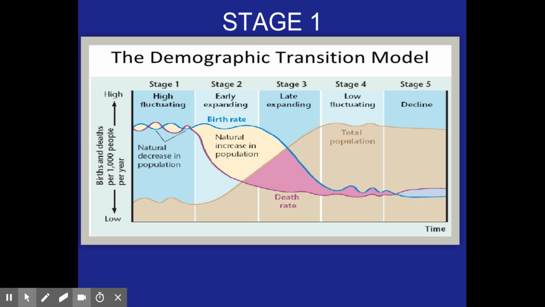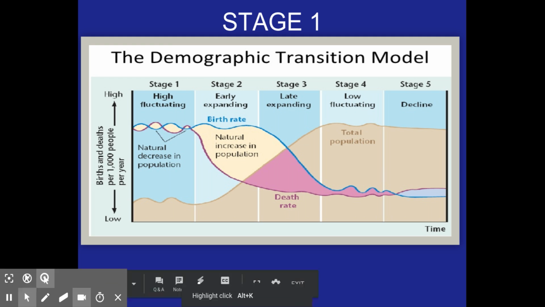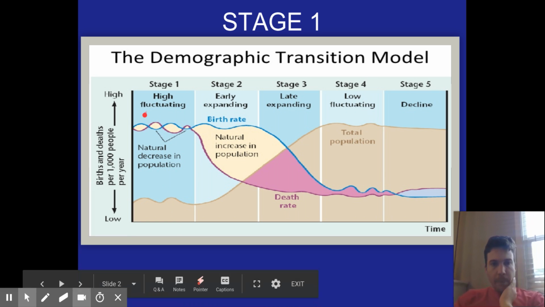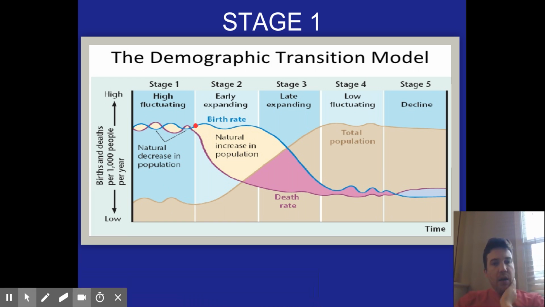This first stage is when you have an incredibly high birth rate. Notice birth rate's in blue. You have an incredibly high birth rate. Hopefully you can see my mouse. Actually, I think there's a little thing I can do. Oh, laser. Pew, pew. So you notice the birth rate in blue, and it goes up and down. This could be for whatever reason. It's summer or spring, and people are having tons of babies, and then something else happens, and people just don't want to have babies. So it's high fluctuating. I mean, it goes up and down quite a bit.